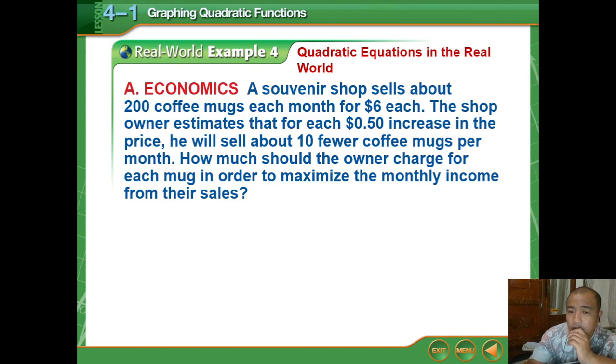So let us now apply our knowledge of quadratic equations in the real world. It can be applied through economics. With this problem, a souvenir shop sells about 200 coffee mugs each month for $6 each. The shop owner estimates that for each $0.50 increase in the price, he will sell about 10 fewer coffee mugs per month. How much should the owner charge for each mug in order to maximize the monthly income from their sales?